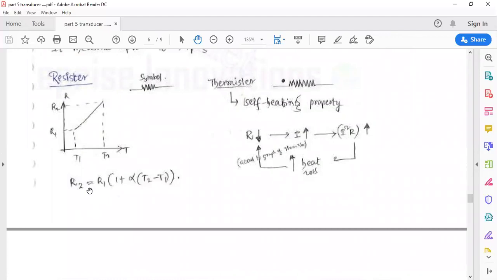I think you remember R2 is equal to R1 into 1 plus alpha (T2 minus T1). It shows the variation in resistance with respect to temperature. Symbol of resistance, this one.